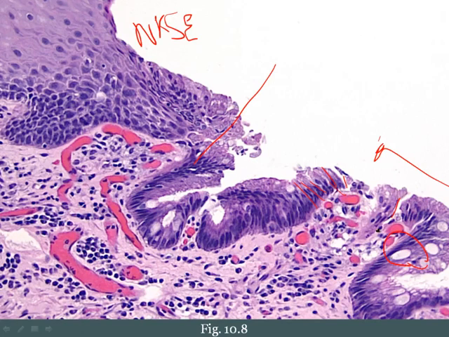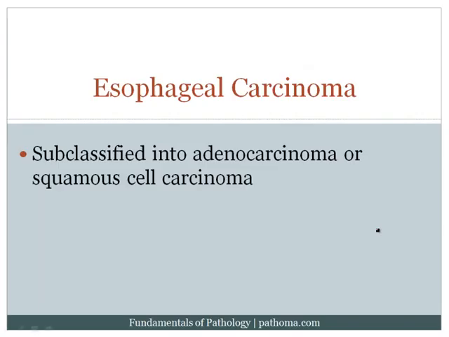Now, of course, this is a response of the stem cells to the acidic stress, and we've talked about this in detail in our metaplasia discussions. Because it's a metaplasia, it can progress to dysplasia, and that dysplasia could progress to adenocarcinoma. So that takes us into a discussion of esophageal carcinoma. But let's remind ourselves that esophageal carcinoma can be divided into two types, adenocarcinoma or squamous cell carcinoma.